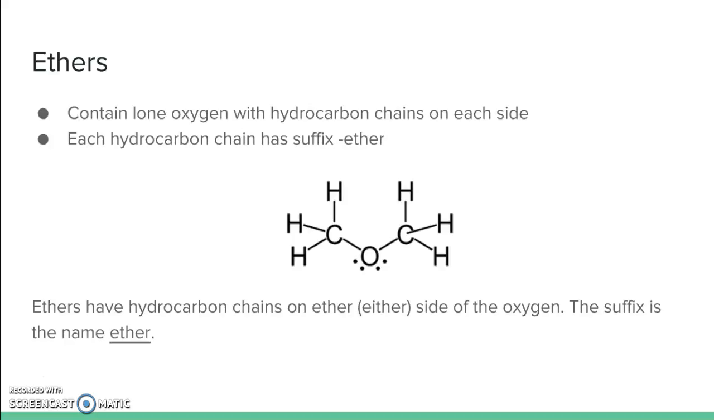Ethers. Ethers contain a lone oxygen with hydrocarbon chains on each side. The suffix is ether. So my memory trick for this is that ethers have hydrocarbon chains on either side of the oxygen, like "either, either". So the suffix is the name ether. So in this example, once you've identified the lone oxygen and hydrocarbon chains on each side, you can call it methyl methyl ether, or more simply dimethyl ether.